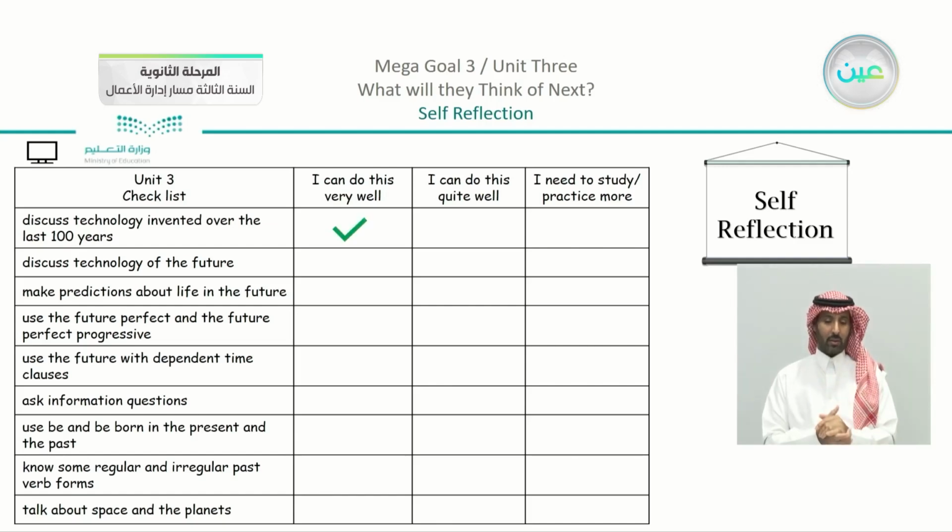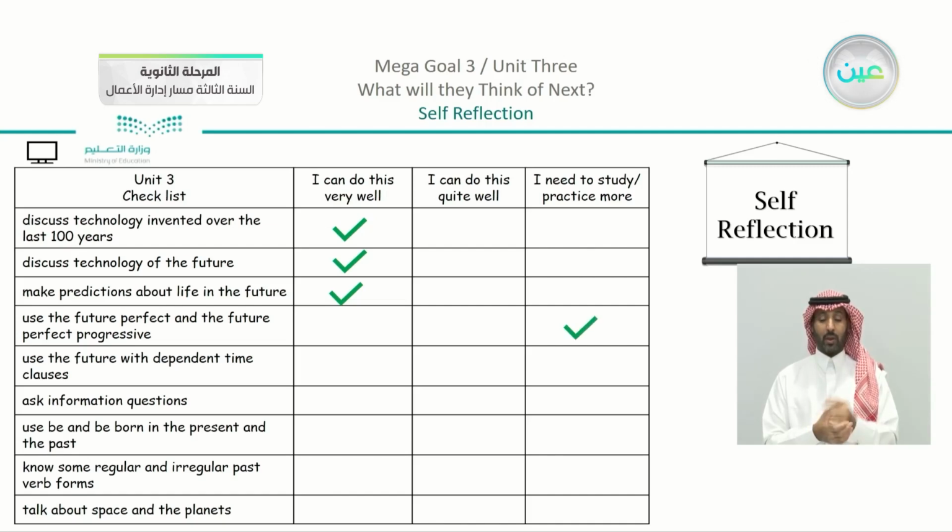Now, personally, I can do it very well. We have here: discuss technology of the future. I can say, for example, yes, also I can do it very well. Make predictions about life in the future. Also, it's the same thing. So you can see that they are all related to the same idea, the same topic. So I can do them very well.